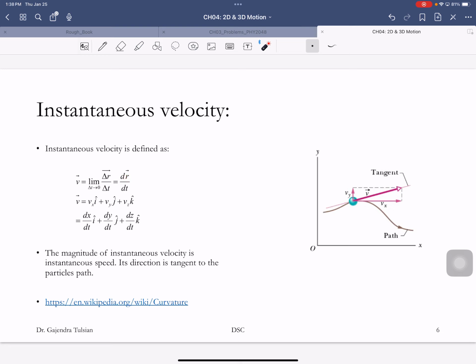So dr by dt is dx by dt. This is called the x component of the velocity. dy by dt is the y component of the velocity. dz by dt is the z component of the velocity. So again, here is a trajectory, a three-dimensional trajectory. The instantaneous velocity is tangent to the curve.